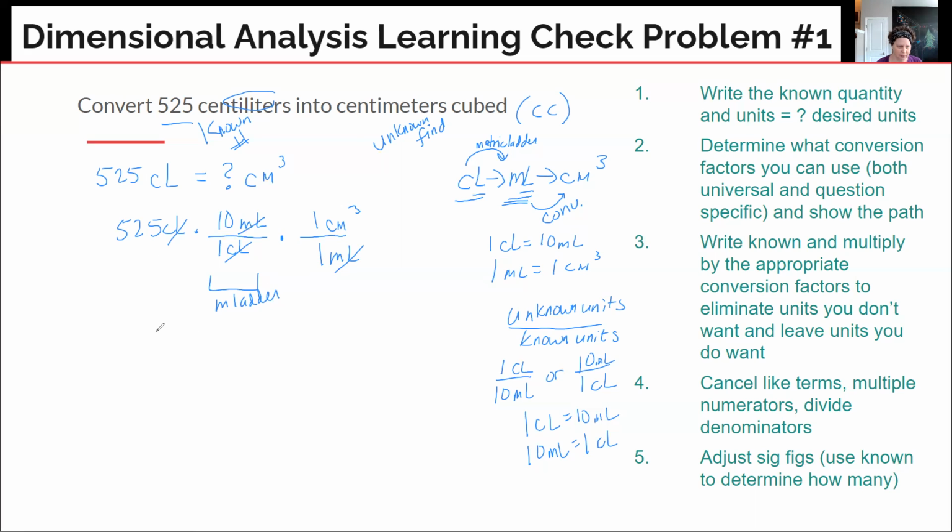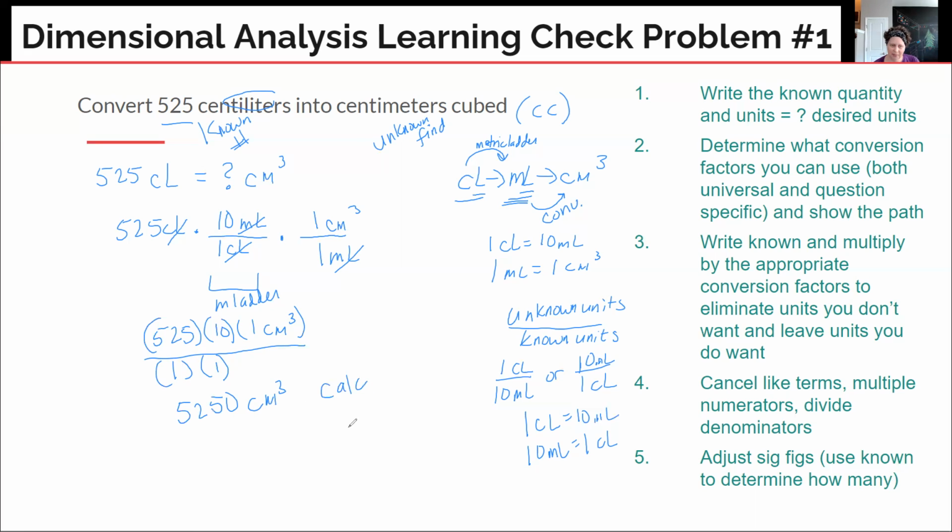And now I'm going to simplify. 525 is left in the numerator. 10 is left in the numerator. 1 centimeter cubed is left in the numerator. Denominator, what's left? 1 and 1. Okay, so not much we have to do there. Now I can simplify that. 5250 centimeters cubed is my answer from the calculator.